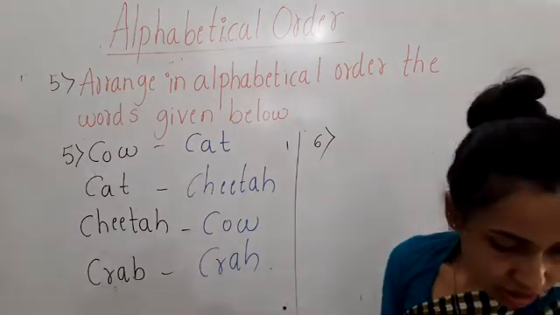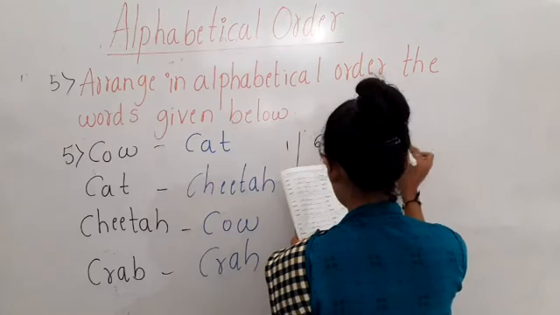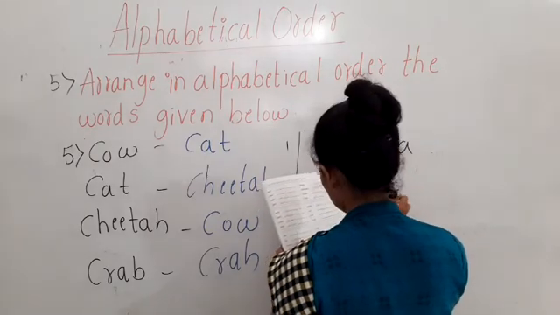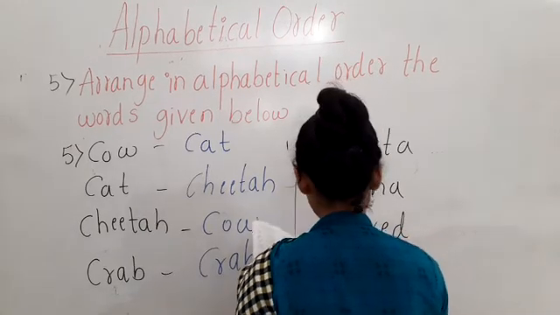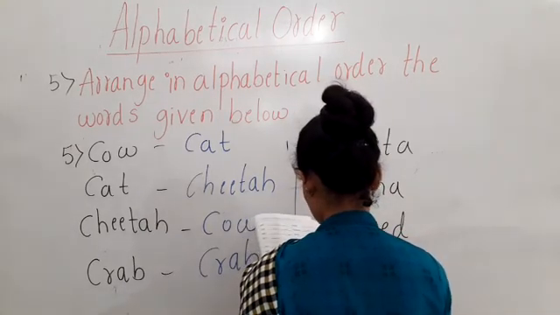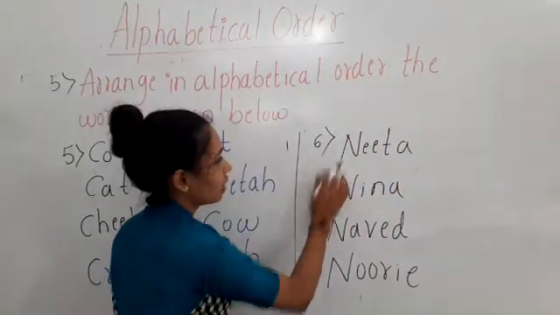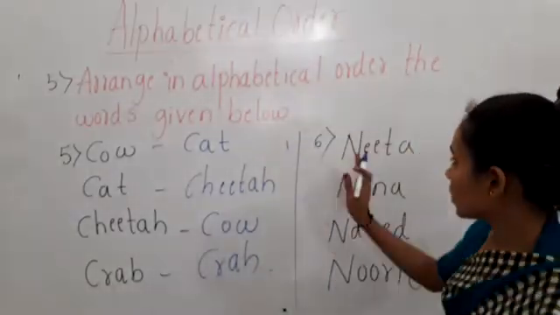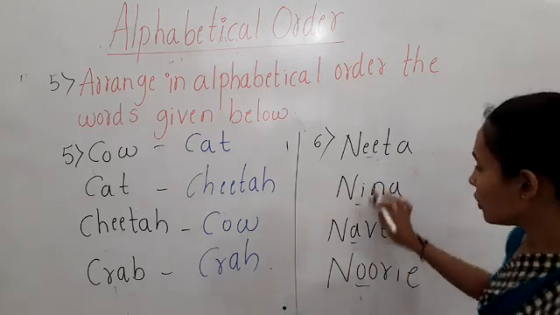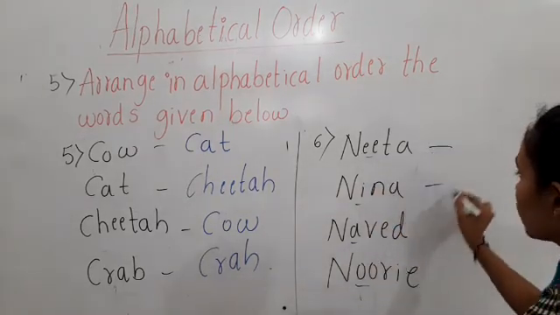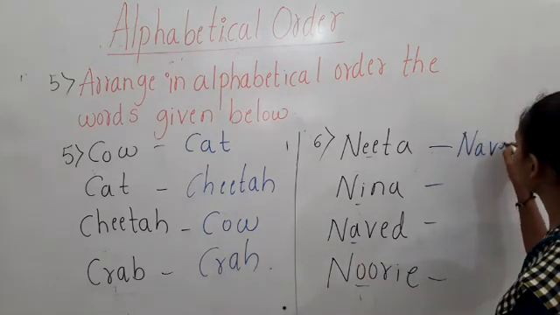In the sixth column we have Nita, Nina, Naved, Nuri. So here all the letters in the beginning are same. In such cases we have to move on to the second letter, children. So here which letter comes in the first alphabet, children? A. So we have to write here Naved.